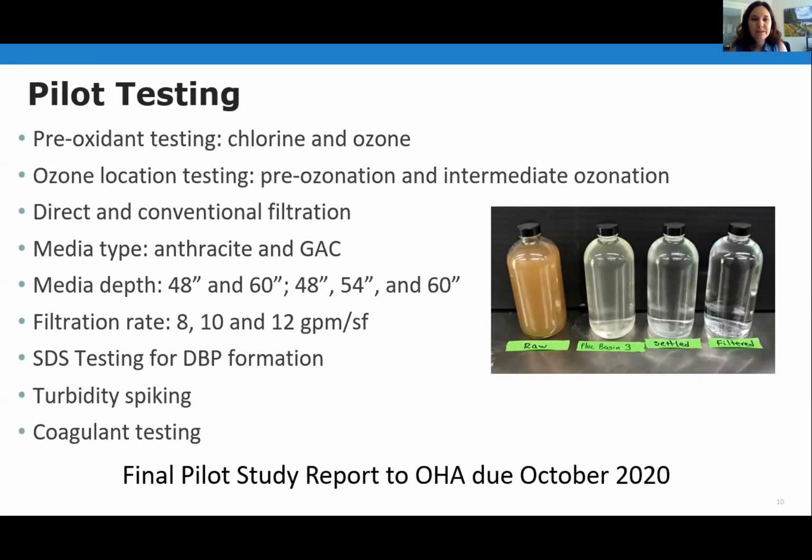We did turbidity spiking, which you can see a little picture of here, how we made a nice chocolate milk for raw, and you don't want to drink that. And then you have a nice filtered water. It looks great. We have very low turbidity normally in our Bull Run water, and so we really wanted to try to stress test those filters at the pilot scale. And then also coagulant testing.